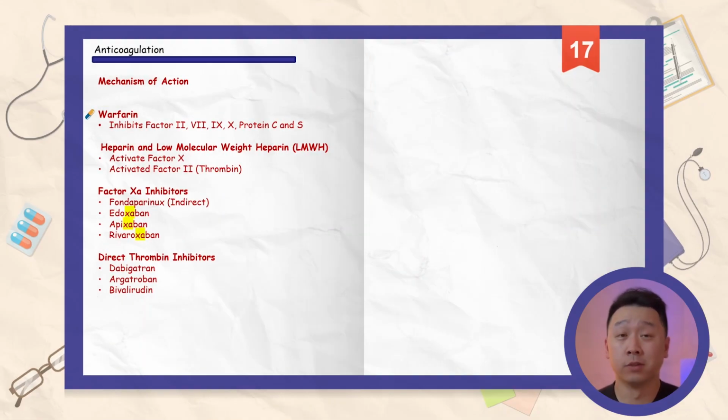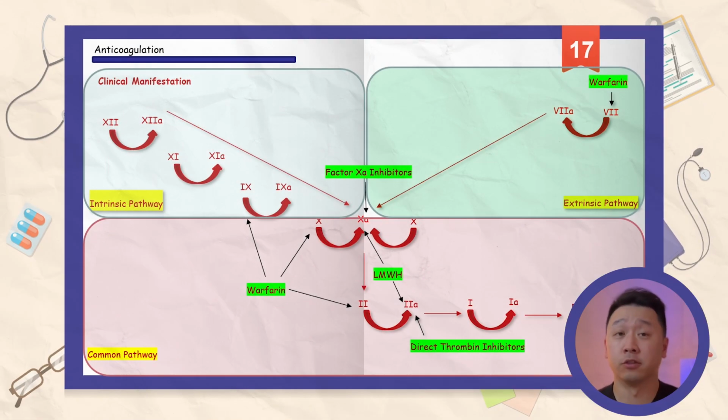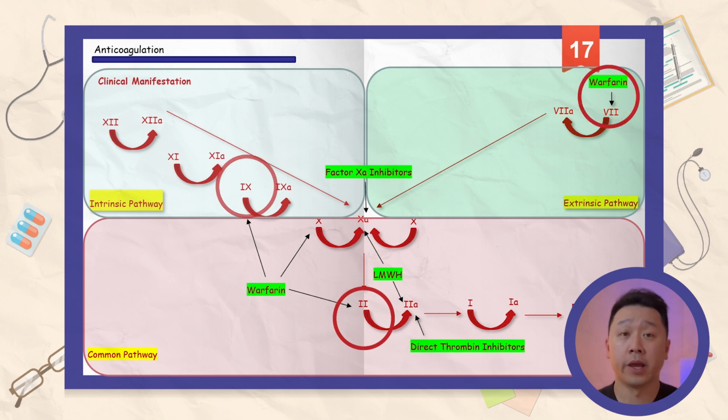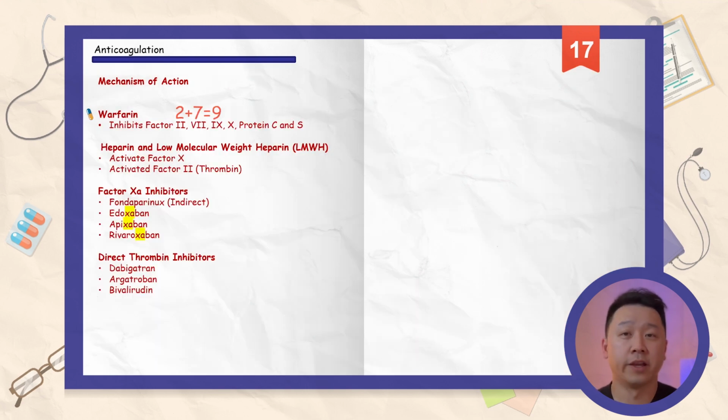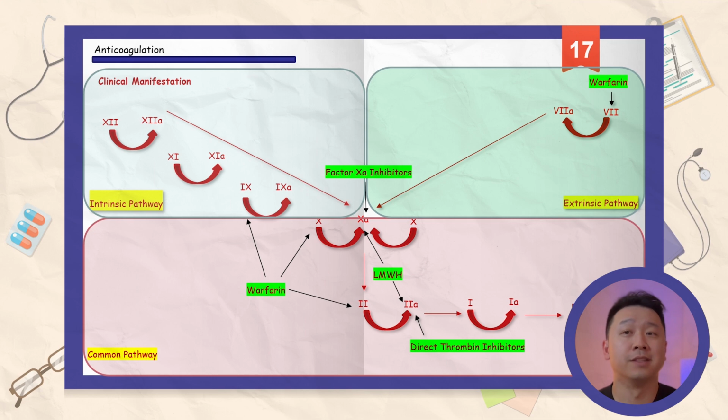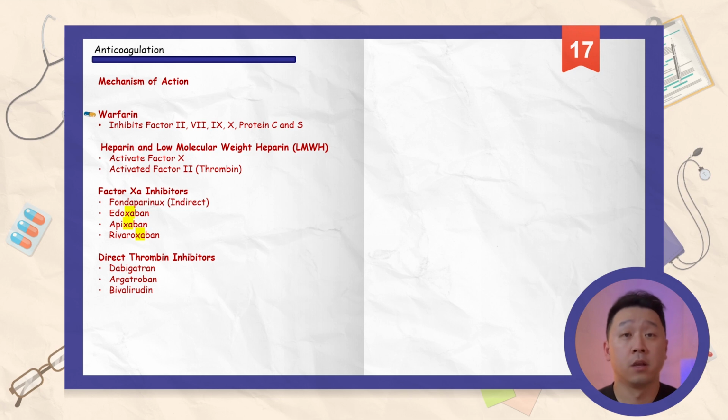Next, we will go over the mechanism of action for all the anticoagulation drugs. Warfarin is one of the oldest anticoagulation drugs, and it blocks factors 2, 7, 9, and 10. So how do we remember these factors? Well, 2 plus 7 equals 9. We just have to remember one more, so 9 plus 1 is 10. But something to know is that warfarin also blocks the naturally existing anticoagulation factors, which are proteins C and S. And therefore, we would require additional anticoagulation until it reaches a therapeutic level, which is measured in terms of INR.